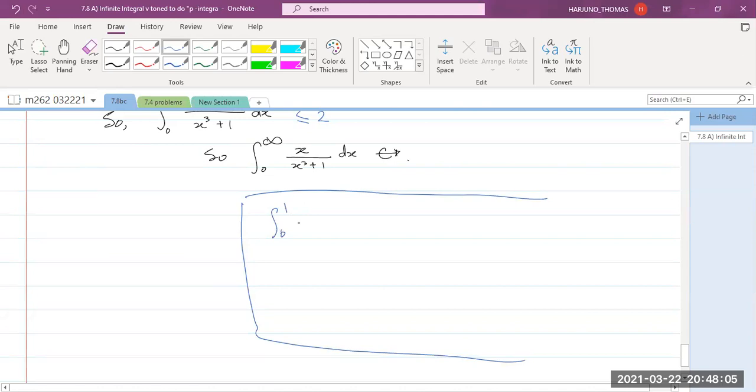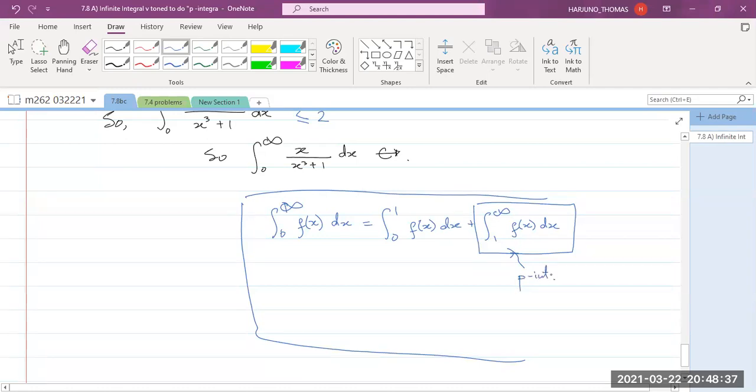The integral from 0 to 1 of that function. Okay, not 0 to 1, 0 to infinity. I break it up into the integral from 0 to 1 of f(x) plus the integral from 1 to infinity of f(x) dx. Thomas, why do you break it up that way? Because of the following. I want this to follow my p integral. It's not precisely a p integral, but it is bounded above by a p integral with p greater than 1.